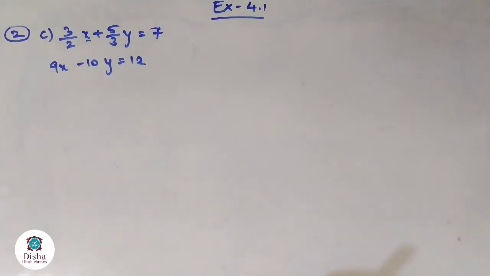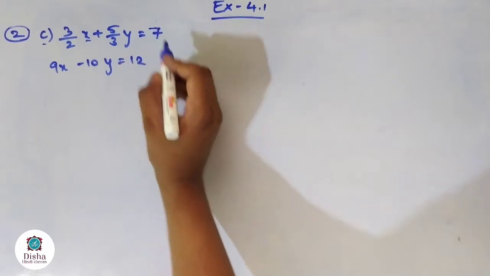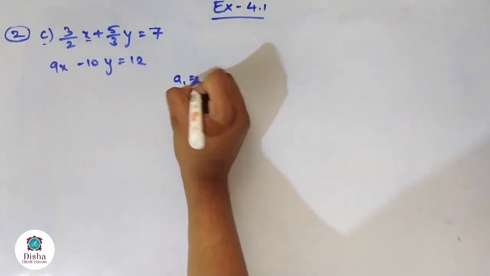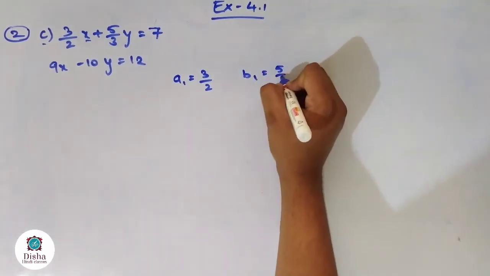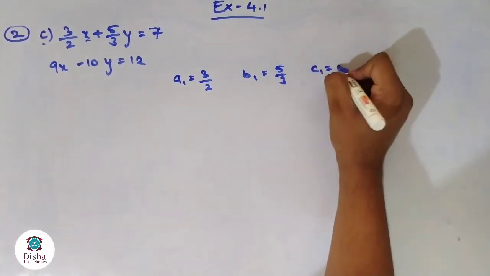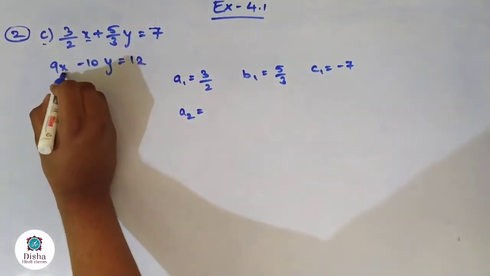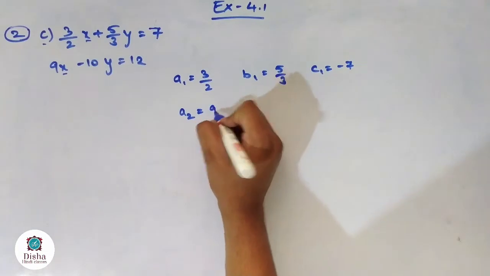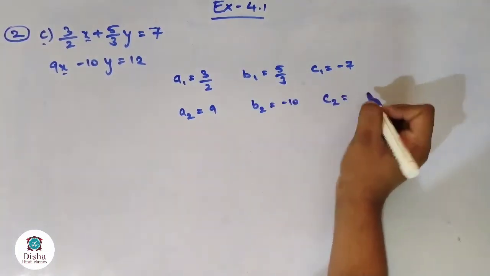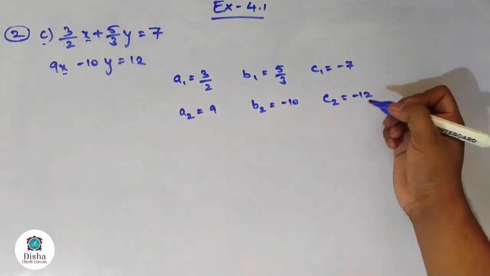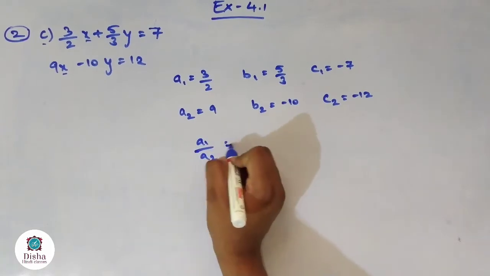So now we have the next problem, that is 3 by 2x plus 5 by 3y equals 7. So A1 equals 3 by 2, B1 equals 5 by 3, C1 equals minus 7. So now A2 equals the coefficient of x in the second equation, that will be 9, B2 equals minus 10, C2 equals minus 12.